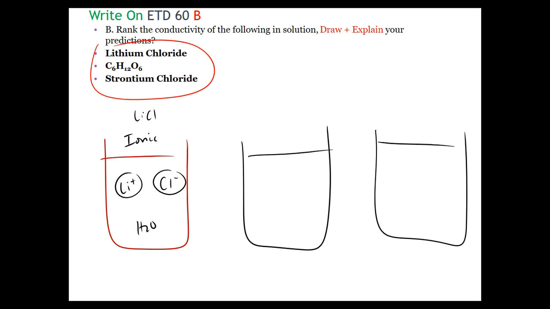At the same time, I could throw in this stuff called C6H12O6. Hopefully you notice there's absolutely no metals in there. This is a non-metal molecule, and it's famous. It's known as glucose. It's a type of sugar. And does sugar mix with water? Absolutely, because sugar is polar.